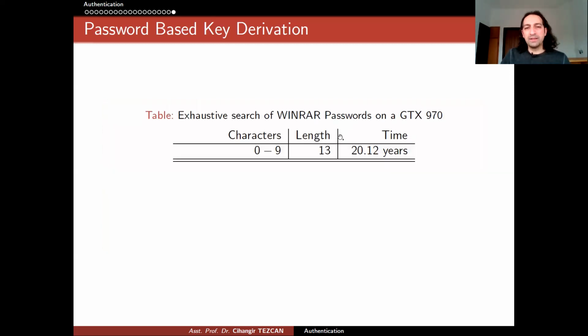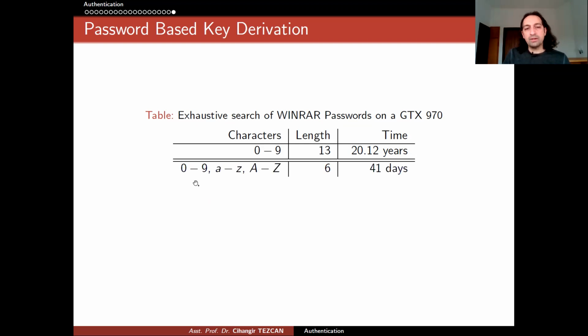So by using a GPU, we made the following analysis using WinRAR passwords. So if you only use characters as the numbers from 0 to 9, and if you choose your password length as 13, it will take 20 years for a single GPU that we used at that time, which is now actually considered an old GPU. It will take 20 years.